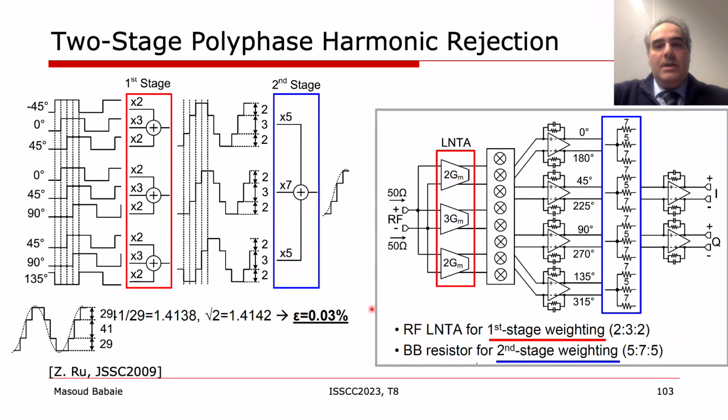In fact, Ru in ISSCC 2009 implemented 2-stage polyphase harmonic rejection to have less sensitivity to amplitude mismatch among different LO and signal paths. This structure also allows for approximation of the irrational ratio of root square of 2 accurately with 2 integer ratios. For instance, 2, 3, 2 in the first stage combined with 5, 7, 5 in the second stage. In contrast to irrational ratios, such integer ratios can be implemented using well-matched and identical components. As a result, this work could achieve more than 60 dB of harmonic rejection without having any calibration.